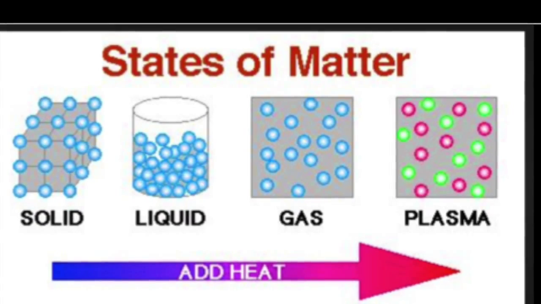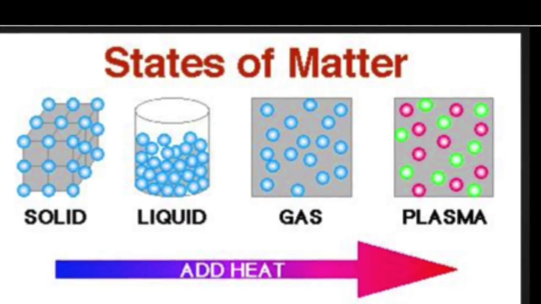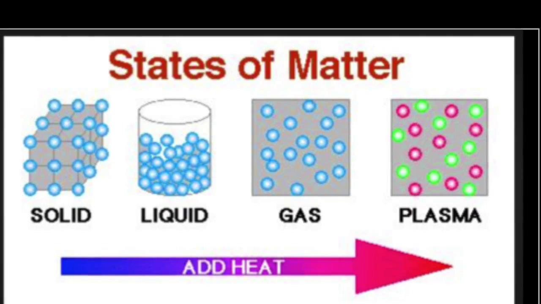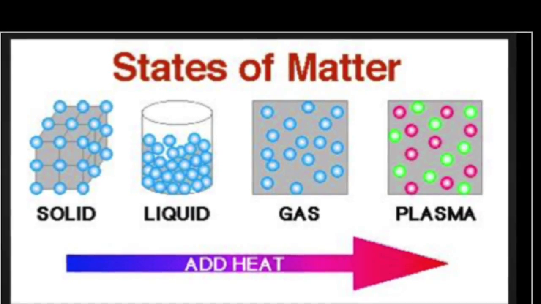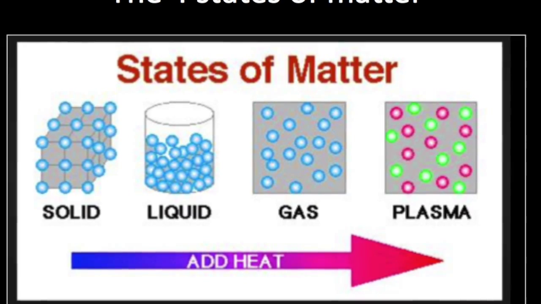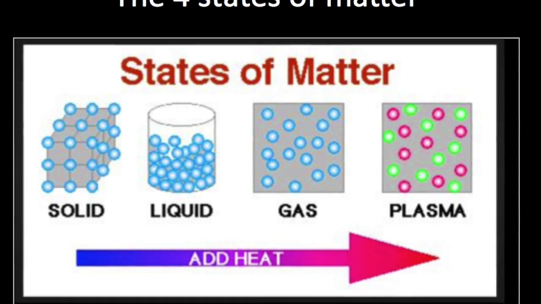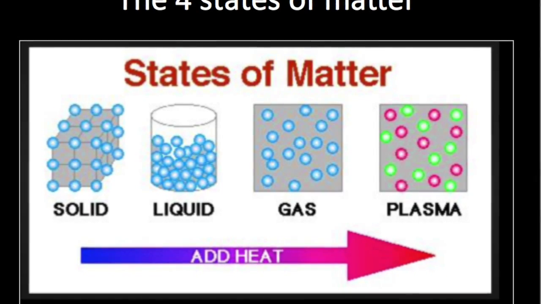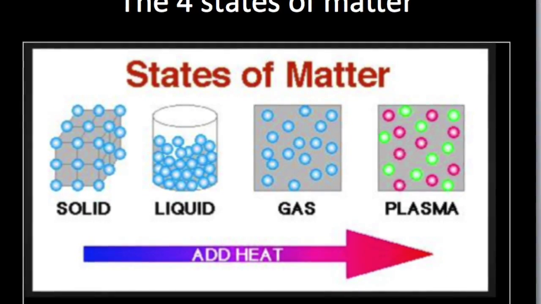There are 4 states of matter: solid, liquid, gas, and plasma. Each one of these must go through a change to become what they are. The 4 phases that the matter can go through are melting, freezing, evaporation, and vaporization.